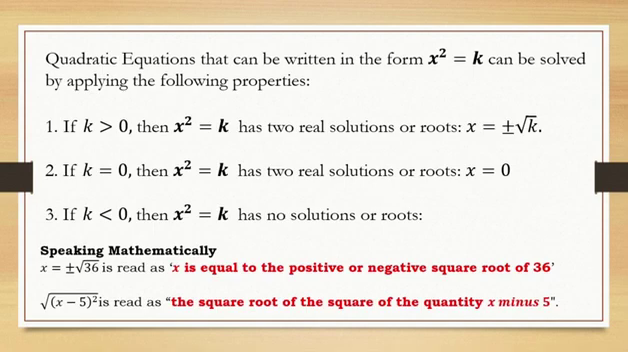Alright, how do we read this kind of expressions? So, the first expression is read as x is equal to the positive or negative square root of 36. That's how we read this. And then this expression is read as the square root of the square of the quantity x minus 5. So, dapat alam din natin kung paano sila binabasa.